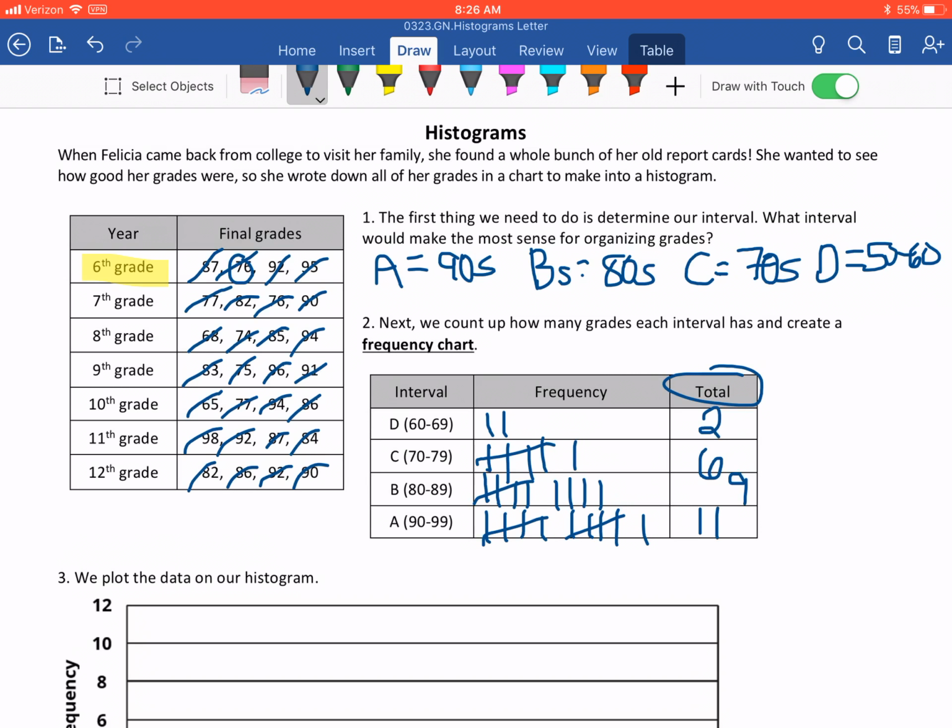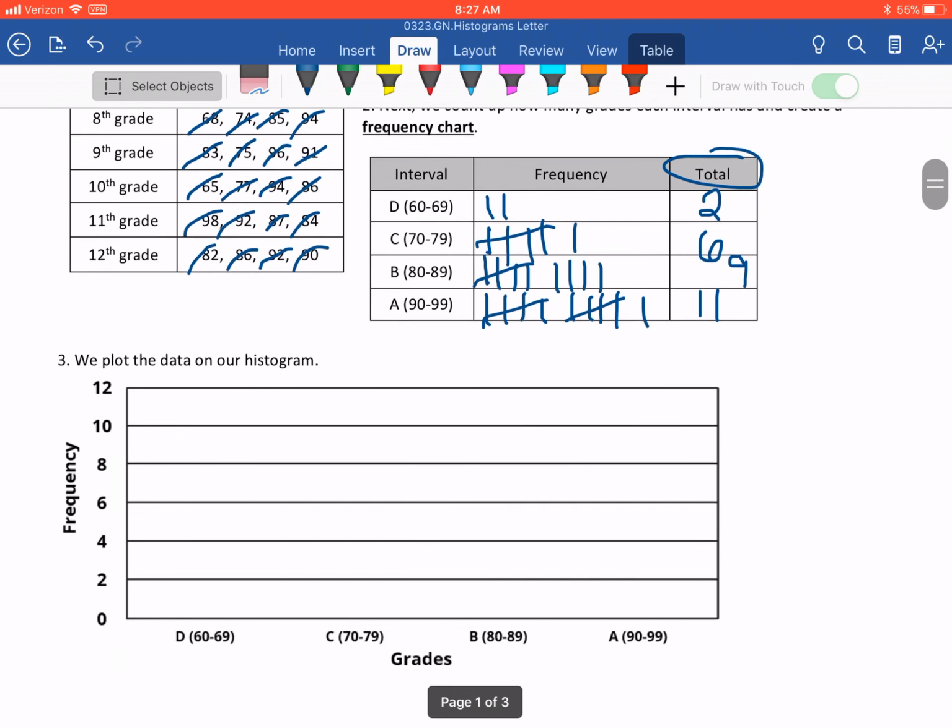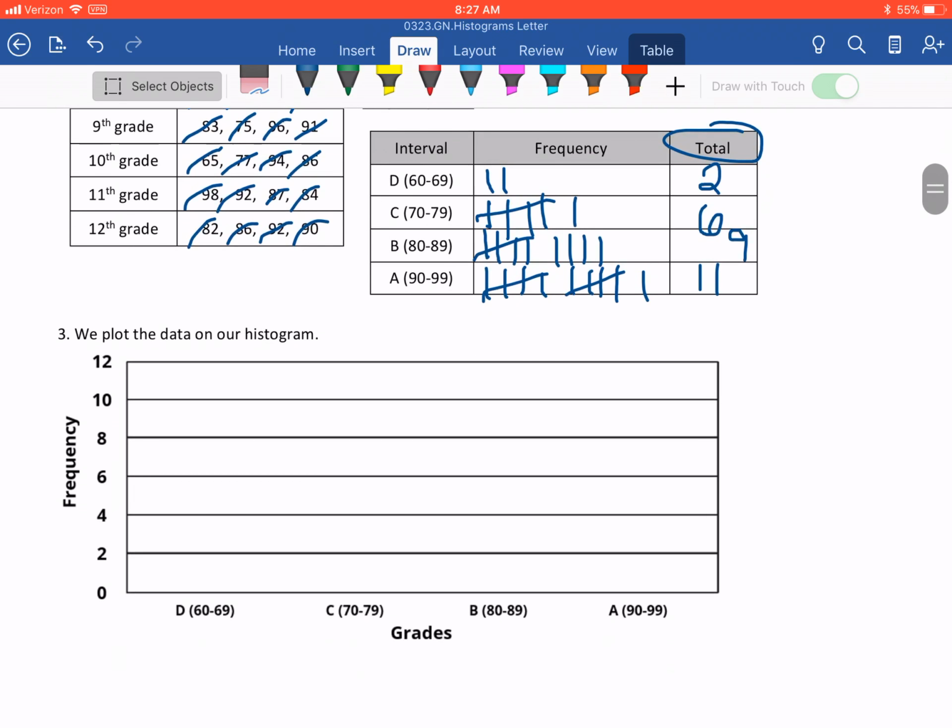So we've just basically figured out how frequently she got A's, how frequently she got B's, how frequently she got C's, and how often she got D's. So what a histogram is, whenever you look down here, notice this kind of looks like a bar graph, but at the bottom, instead of it just being a single number, they are actually what we call intervals. They are grouped into bunches of numbers instead of being individual numbers.